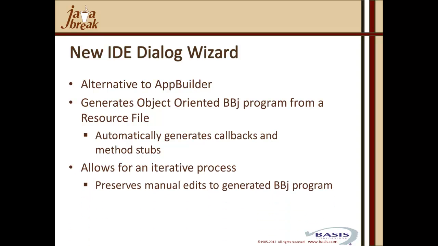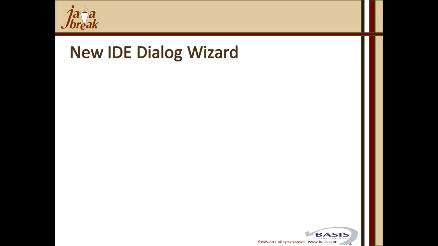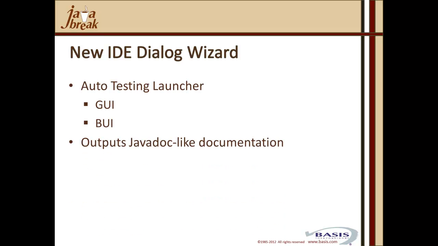method stubs. But, quite interestingly, it also preserves your custom editing to the resultant BBJ code, allowing you to go through a second pass or third pass to leverage any changes you made to your resource file. It also optionally generates the automatic tool button for integration to Barista. In addition, the new IDE Dialog Wizard gives you the ability to automatically test it, giving you a launcher to launch a GUI or a BUI version of your dialog. And it also outputs JavaDoc-like documentation.